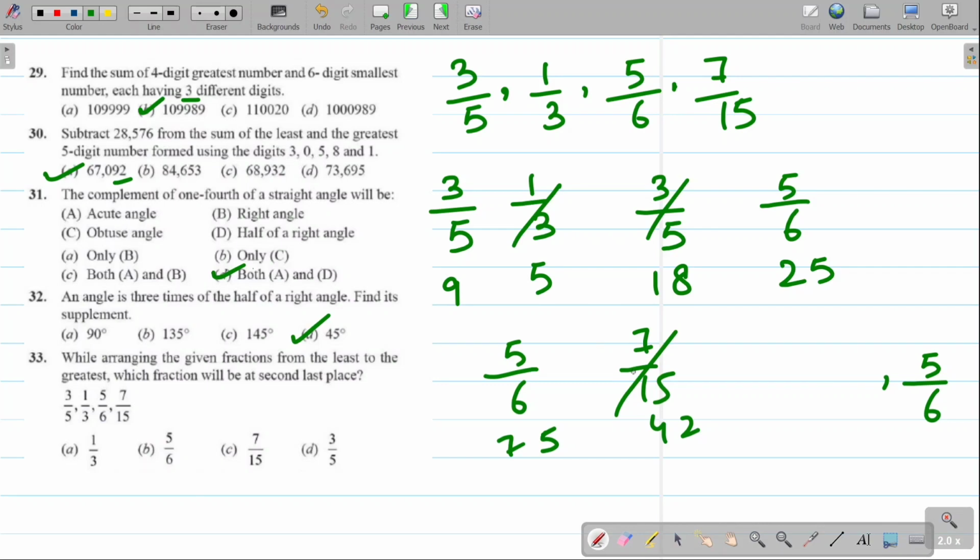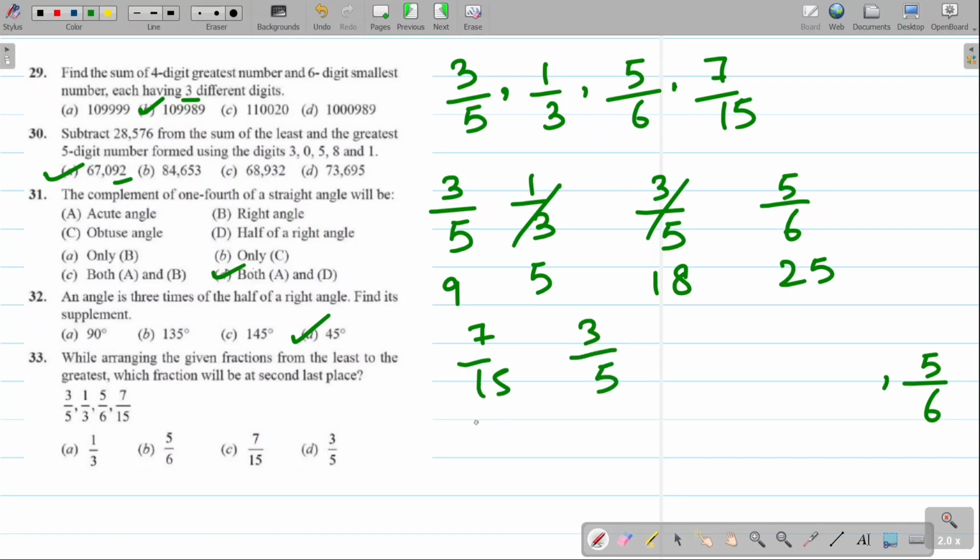Now we'll check 7 by 15 and 3 by 5, because we know that this 1 by 3 is smaller than 3 by 5, so there's no point in checking that. So we'll check 7 by 15 and 3 by 5. 7 5s are 35, 15 3s are 45. So 3 by 5 is greater. We need to find the second greatest. So 3 by 5 would be the second greatest number. It is our answer.